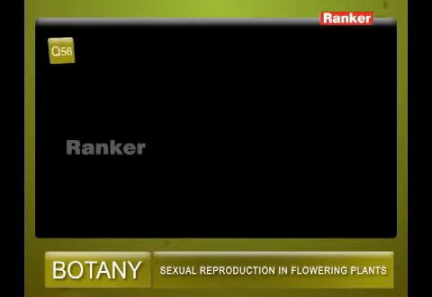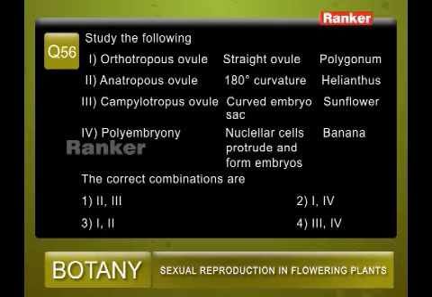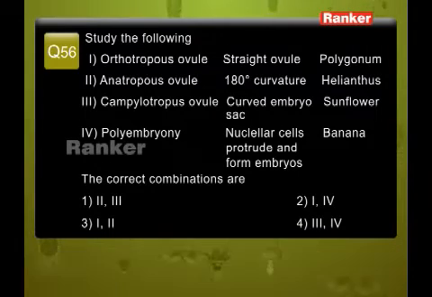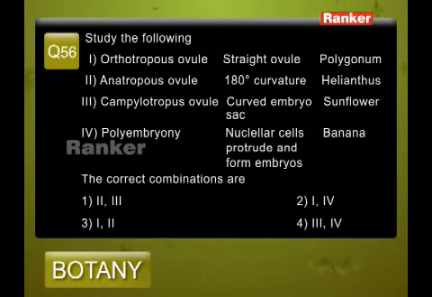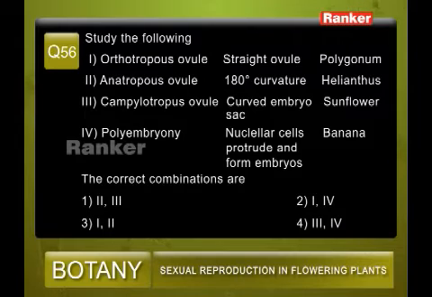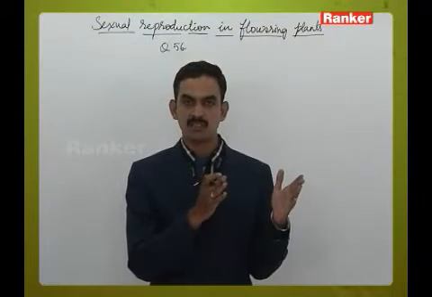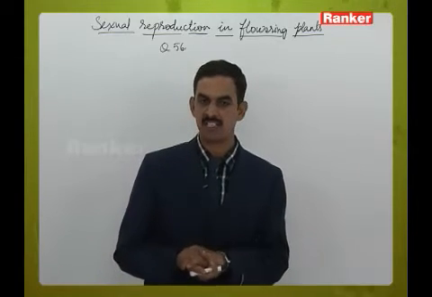Question number 56, study the following. Here 3 columns are given in each option. First one, orthotropous ovule, straight ovule, polygonum. Second one, anatropous ovule, 180 degrees of curvature, Helianthus. Third one, campylotropous ovule, curved embryo sac and sunflower. Fourth one, polyembryony, nucellar cells protrude and form embryos, banana. So we have to identify the option which is correct in all the 3 columns that have been given in the options.